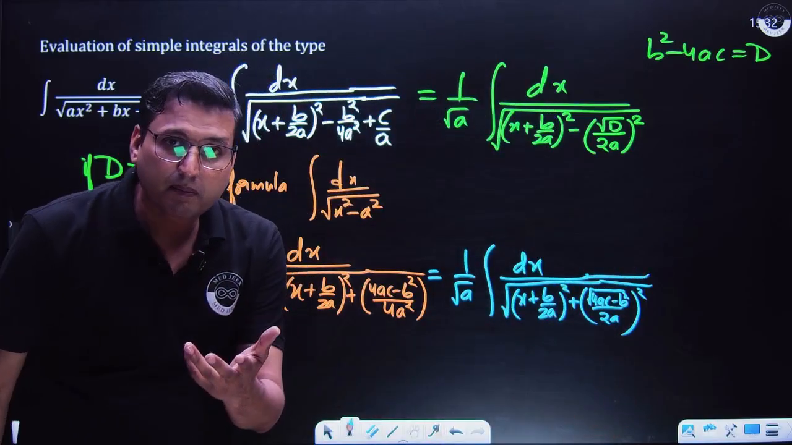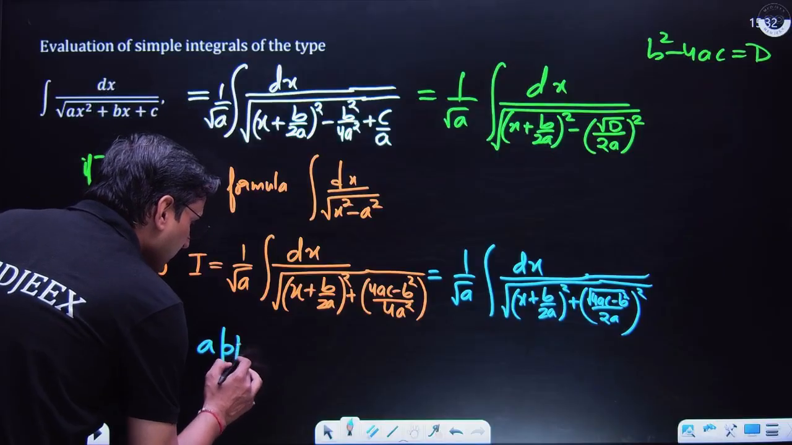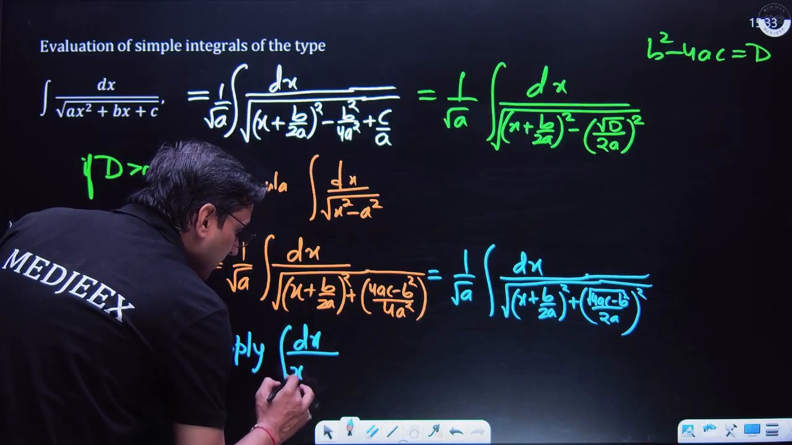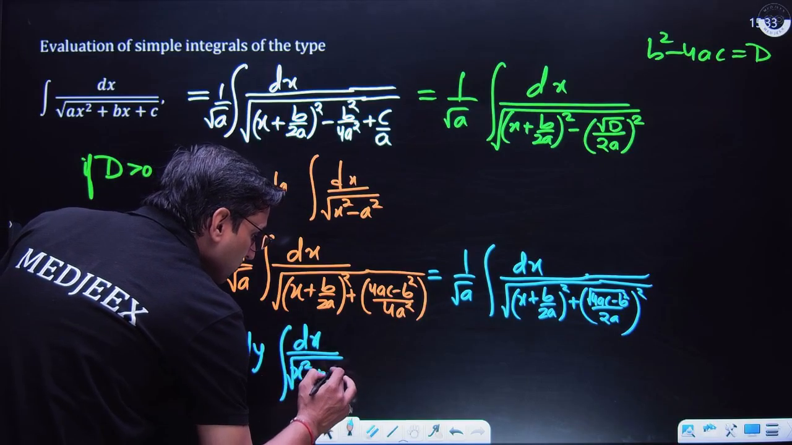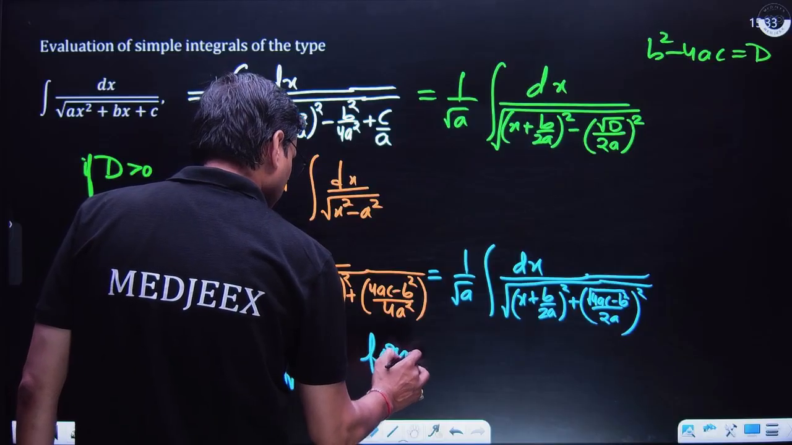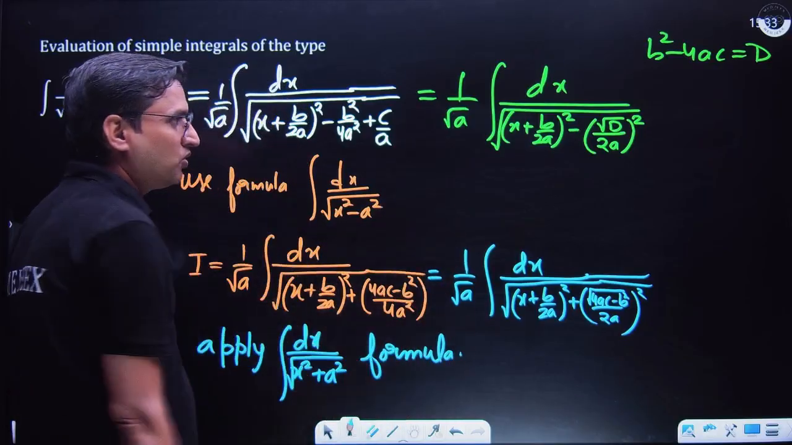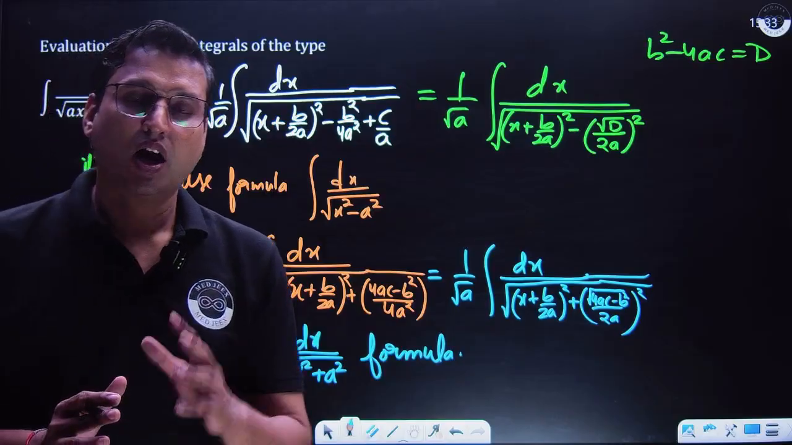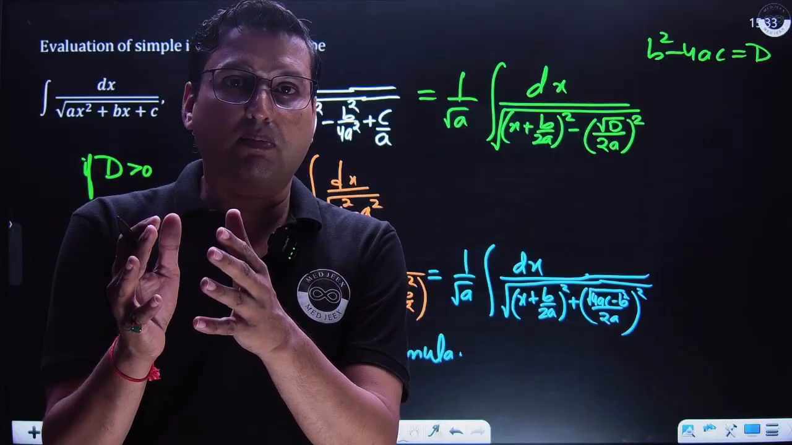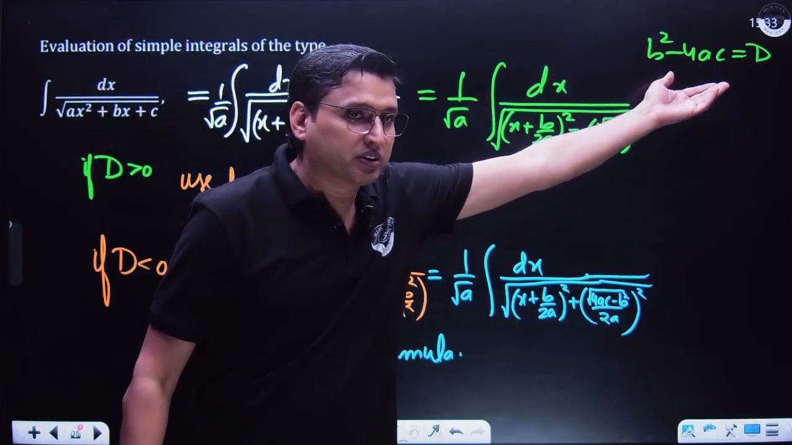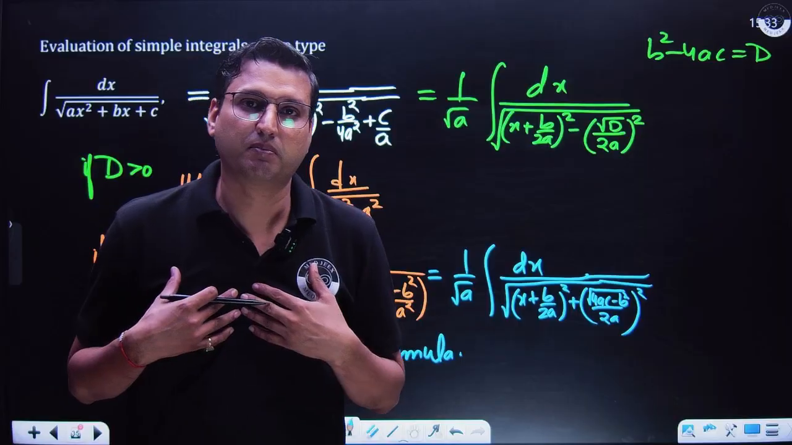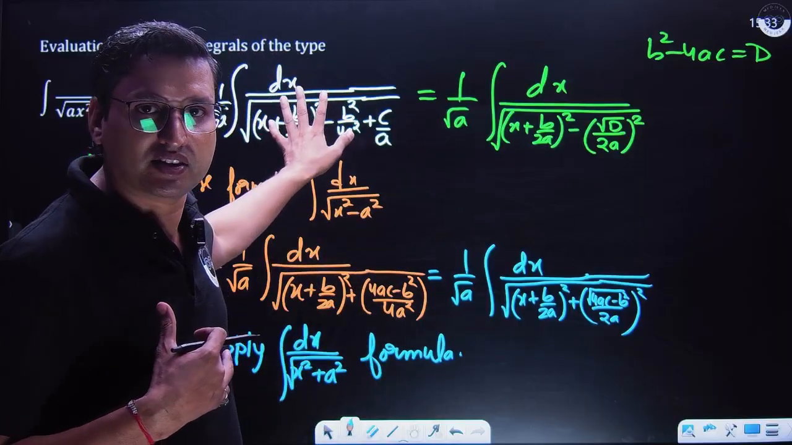And which formula will you apply? You will apply the dx upon x square plus a square formula. Yes or no? I hope this is understood to you, how to solve such situations when different formulas can be applied. Either d can be positive or negative, it can be both, and according to that we have to simplify the particular integration. Is it clear?